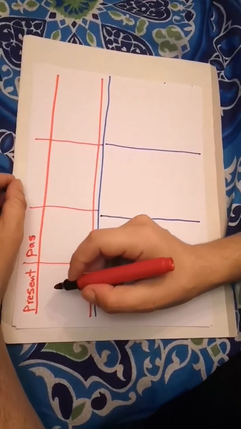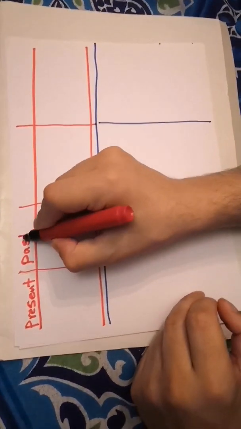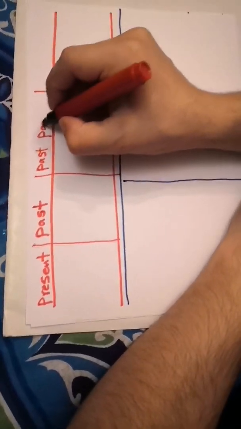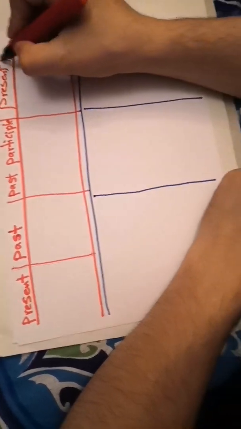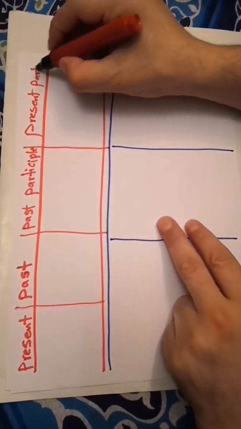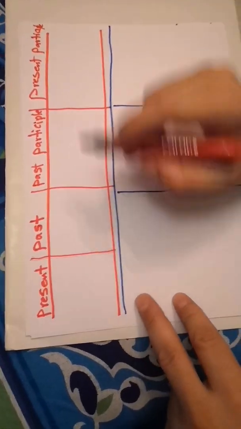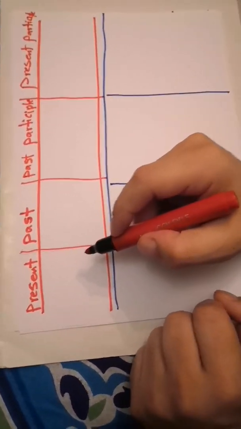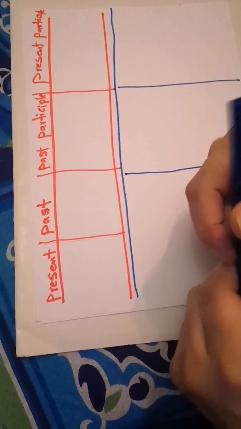Well, now let's have a look at the following different forms of verbs. We have present and we have past, we have past participle, and we have present participle. A lot of people think that there are only three different forms of verbs, but actually there are four: present, past, past participle, and present participle.